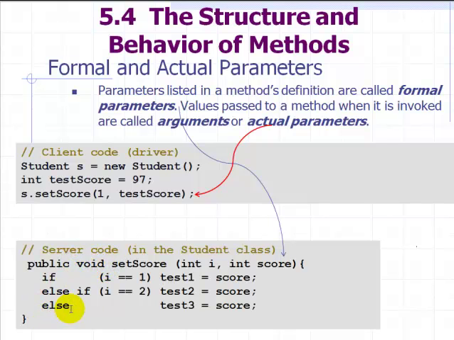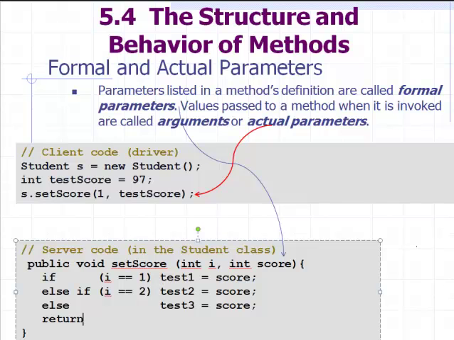We actually could do something like this, and return nothing, but we don't need to. Some people like to always have a return statement, but if this is void, you can't return the value of it. For instance, we couldn't return i or score.